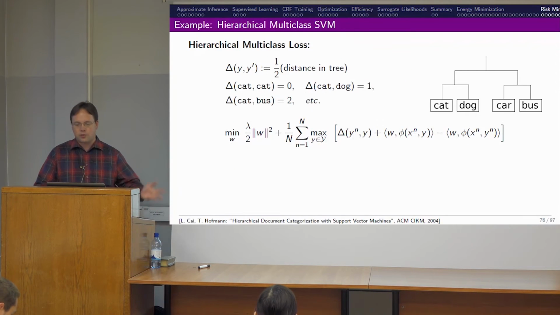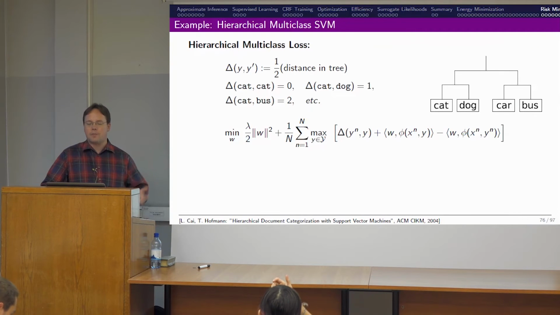The nice thing about this structured SVM setting is that you can easily expand it to many different settings. So for example, imagine you want to do multi-class classification as before, but your loss function is different. Instead of saying it's equally bad to predict this label or that label, maybe you want a hierarchical loss. So if the true label is cat, but you predict dog, well, that's wrong. You get an error. But if you predict bus, well, that is really, really wrong. So you want a larger error for that.